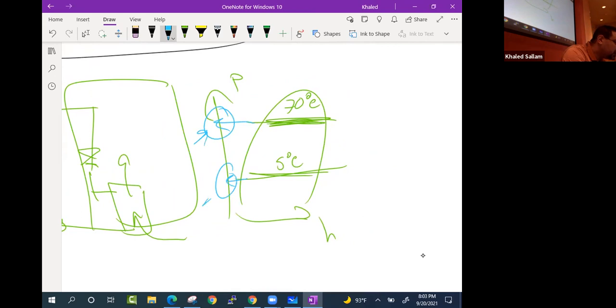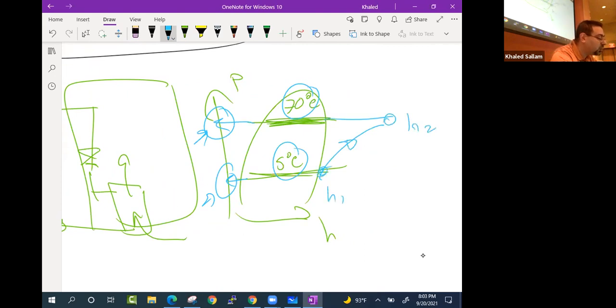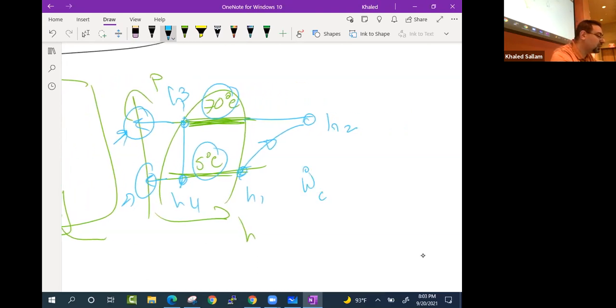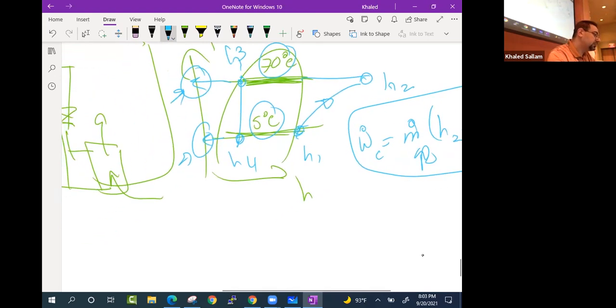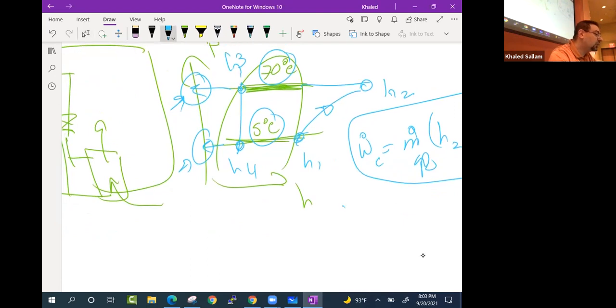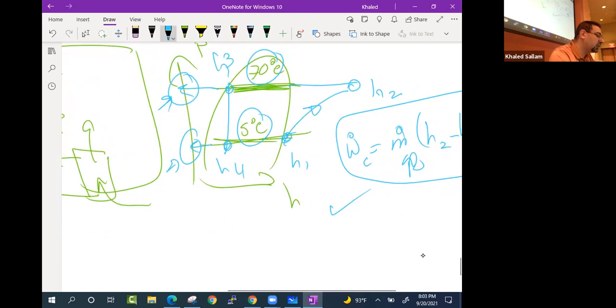The pressure here that will get you 70 and 5 is different if it's ammonia or CO2, right? You need to pick 3 refrigerants that will do this for you. And you would read H1, H2, H3, H4. You got your H's, then you got your W dot compressor, M dot refrigerant, H2 minus H1. You do that for 3 of them, and for each one of them, you calculate the H's and you calculate the work.